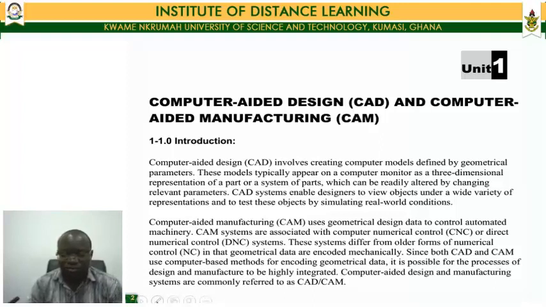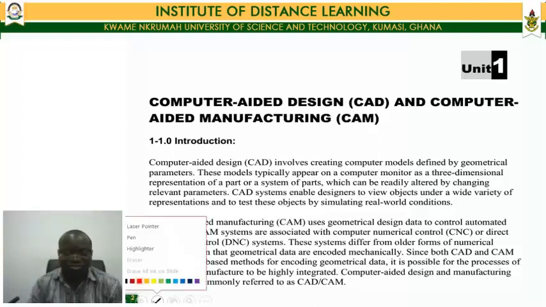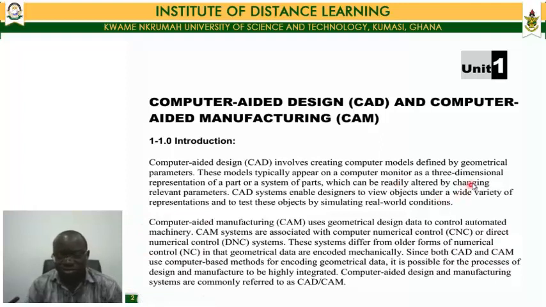three-dimensional representation of a part, which you can actually visualize and make some alterations if you change some relevant parameters and then let the model display respond. Now, what CAD, which is computer-aided design systems, help you to do is that you are able to see objects in a variety of representations. That is, you can rotate them, you can orient them in some directions, and what is important also is that you can actually simulate real-world conditions onto the model.